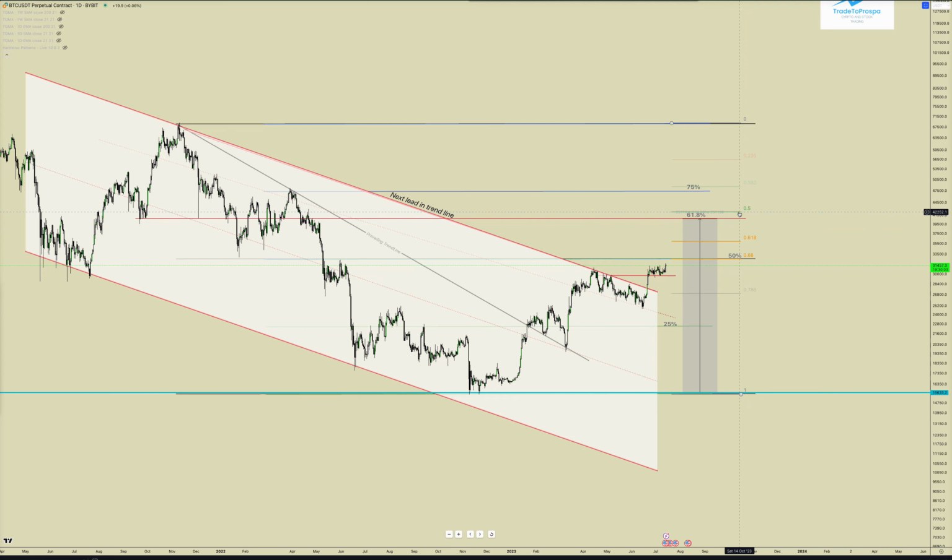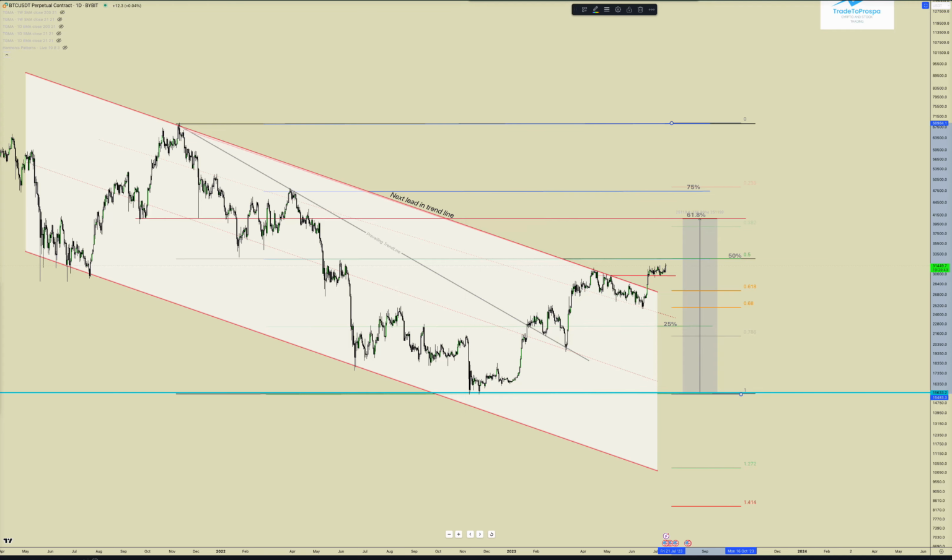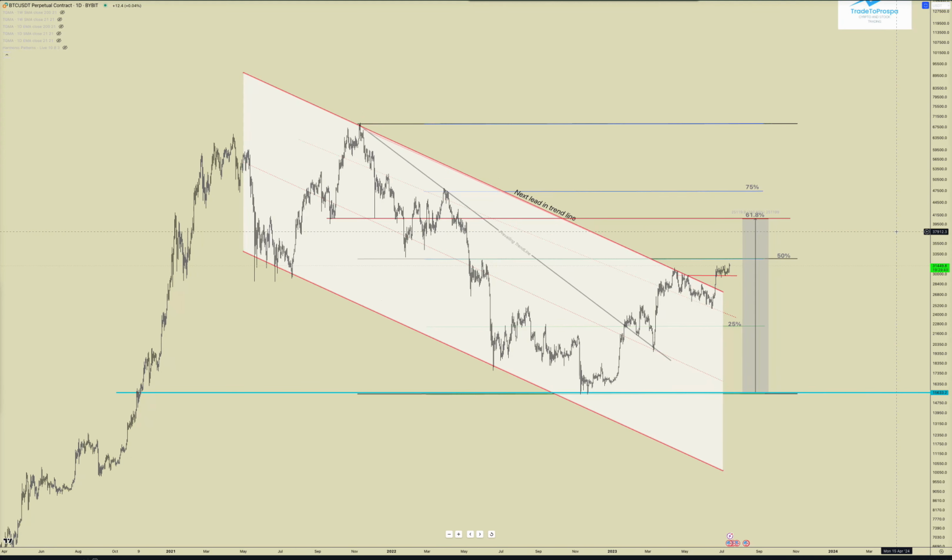If I switch this around, you'll see that it works this way. If I add that in, perfectly there. 61.8% just by the measurement. With Fibonacci, it's slightly lower. So we need to keep an eye on that as well. But for now, just keep that in mind. So far so good. This is what we have.